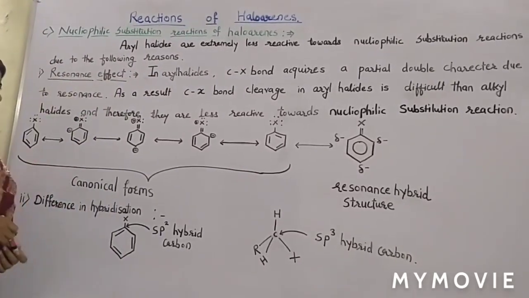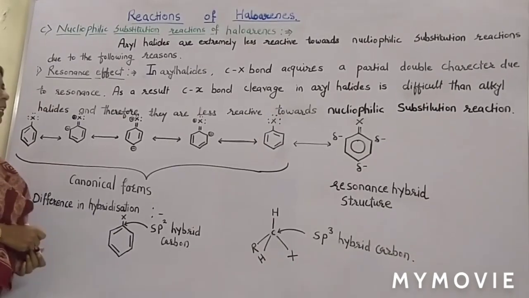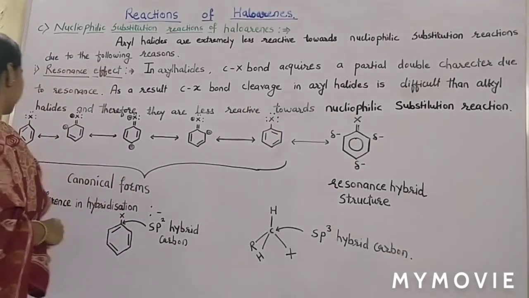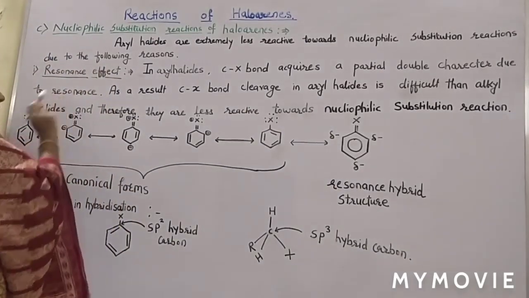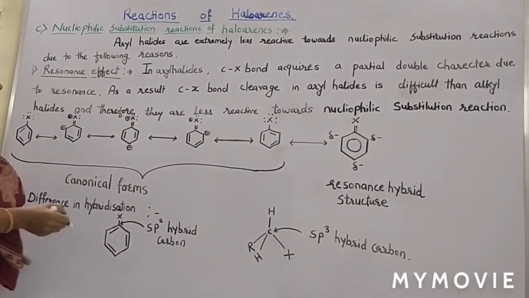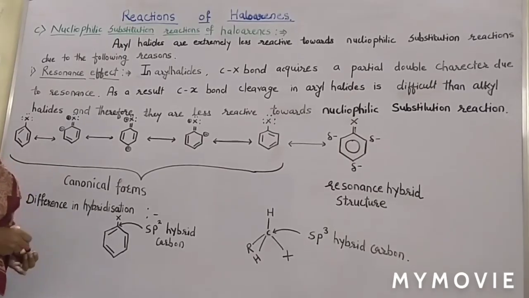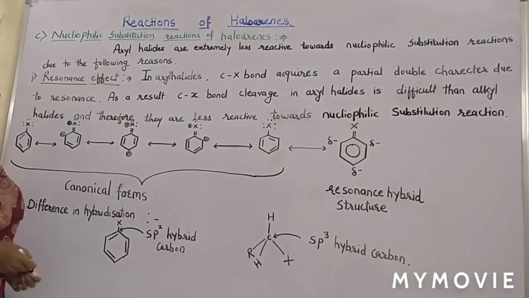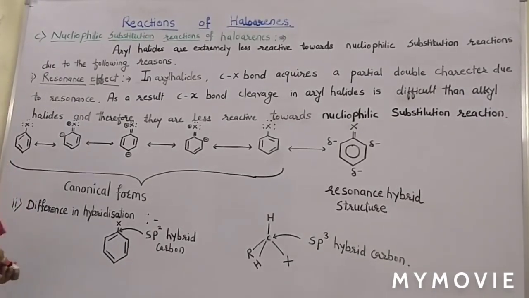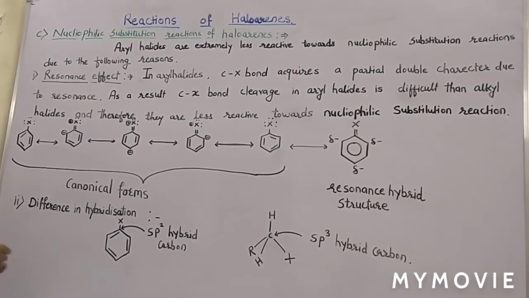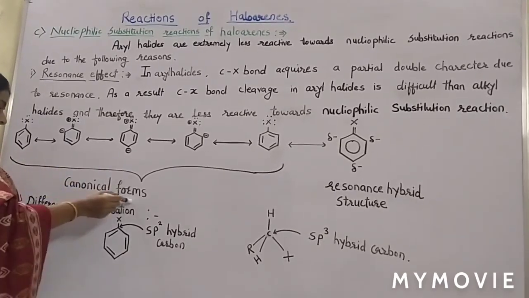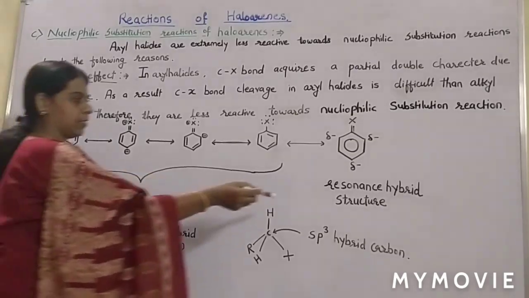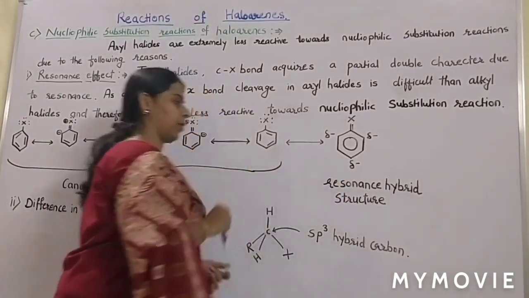First one, resonance effect. In aryl halides, the C-X bond acquires a partial double bond character due to resonance. As a result, C-X bond cleavage in aryl halides is very difficult compared to alkyl halides, and therefore they are less reactive towards nucleophilic substitution reaction. All these are the canonical forms of haloarenes, and this one is the resonance hybrid structure of haloarenes.